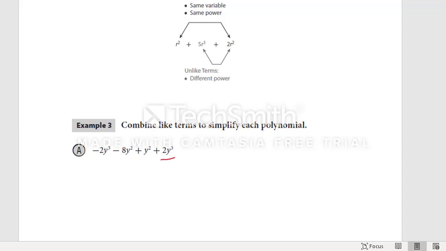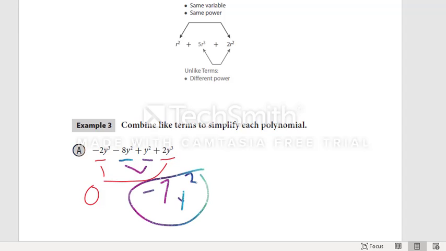We have a y to the third and we have a y to the third. Those will go together. We have a y squared and a y squared. Those will go together. All right, so -2y to the third plus 2y to the third, these two things cancel out to make 0. These two things, -8y squared plus y squared, makes -7y squared. So that will simplify down to that.